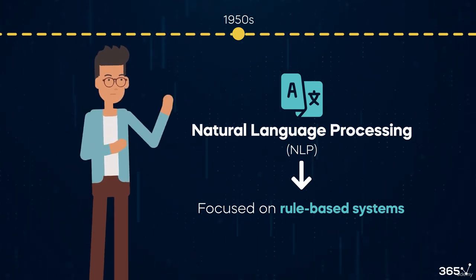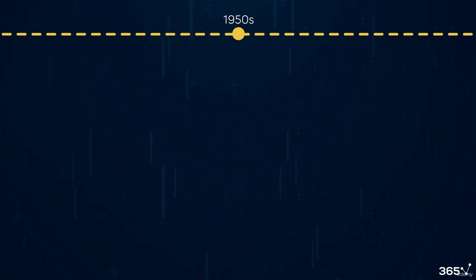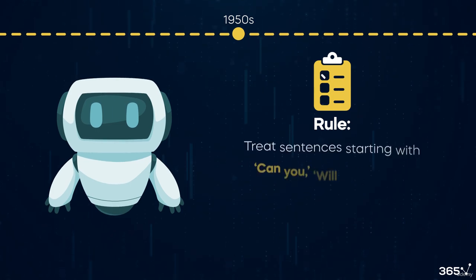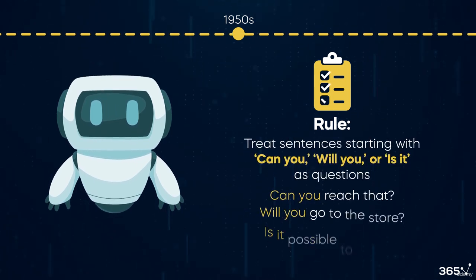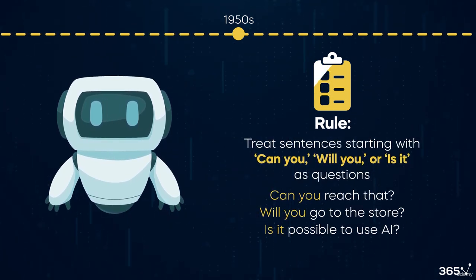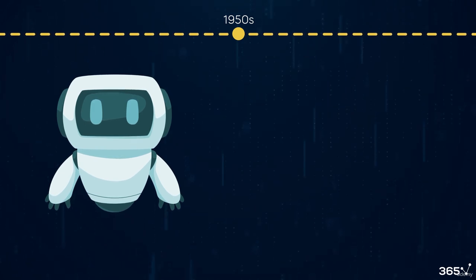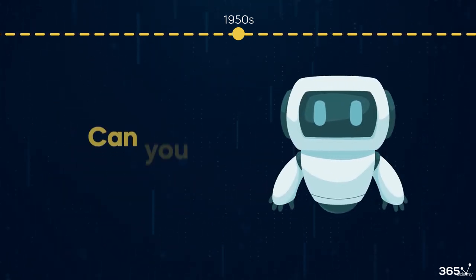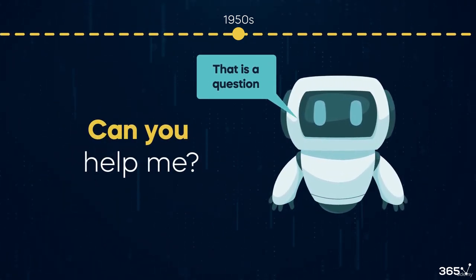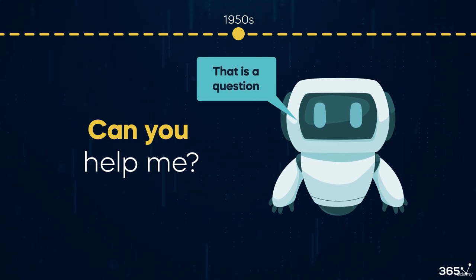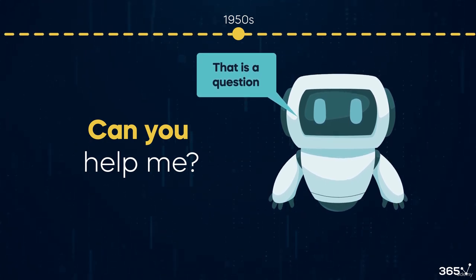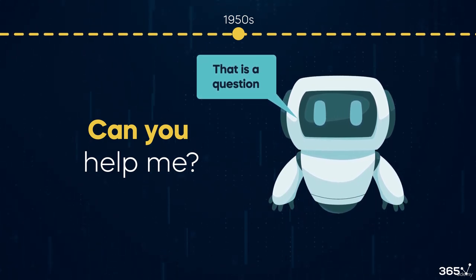process the text. For instance, in designing such a system, I might establish a rule: treat sentences starting with can you, will you, or is it as questions. Then, when the system processes the sentence, can you help me, it will recognize it as a question. This rule, however, seems quite basic and manual, doesn't it?